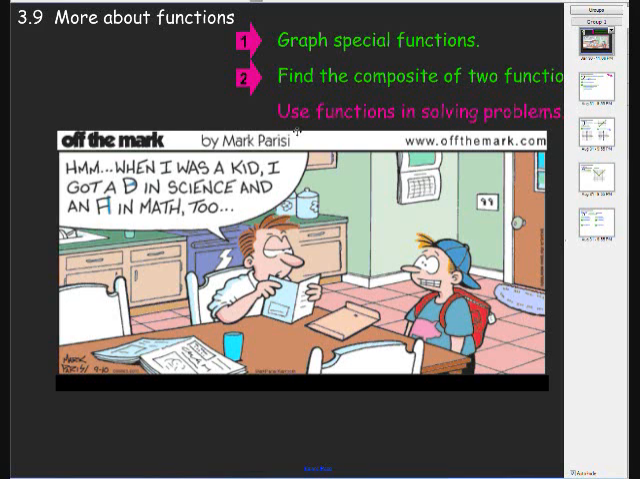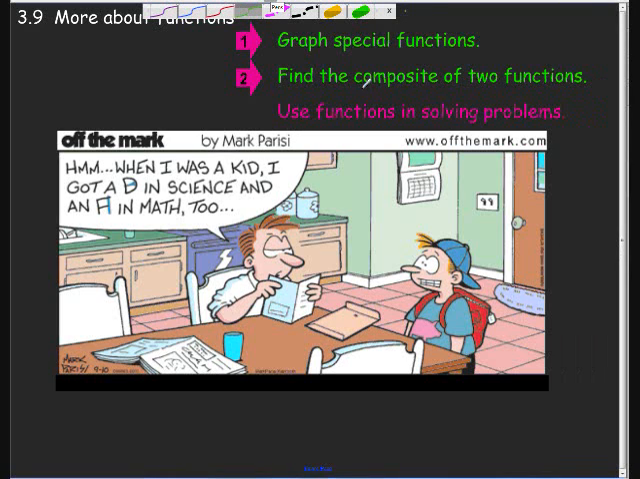More about functions. Here we go with the next to the last topic in Chapter 3. We will be graphing special functions, very special. And we'll be looking at the composite of two functions. I think we actually have done a tiny bit with this already, so we're going to get a little more formal about it today.